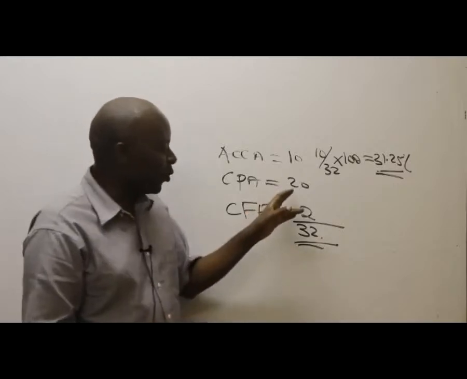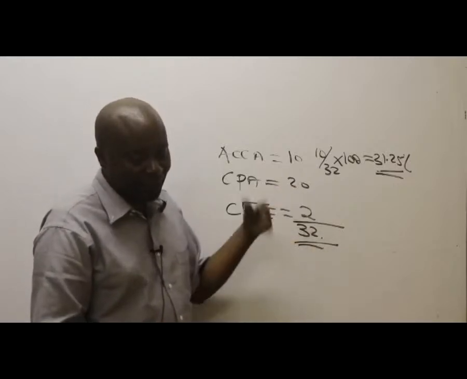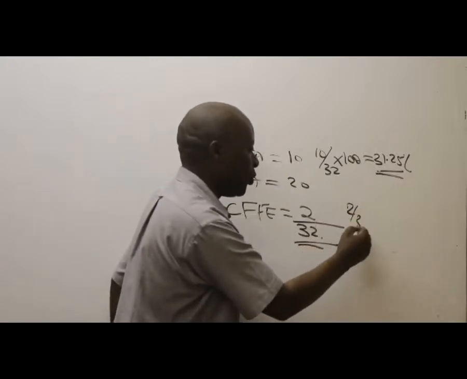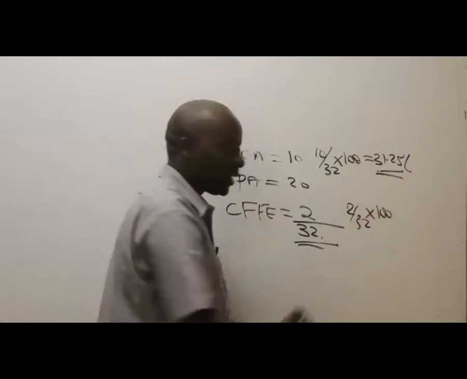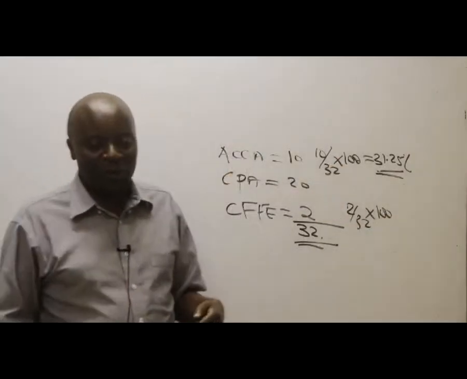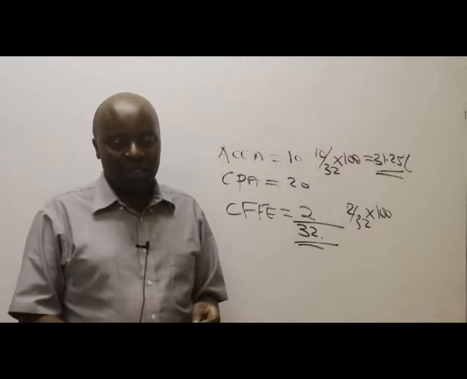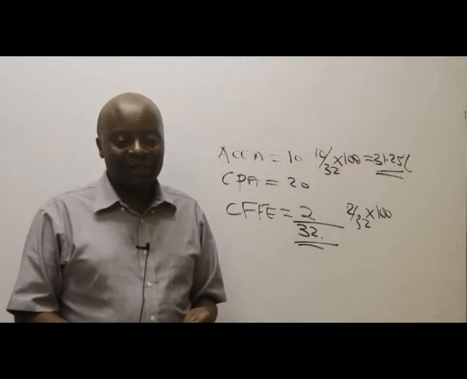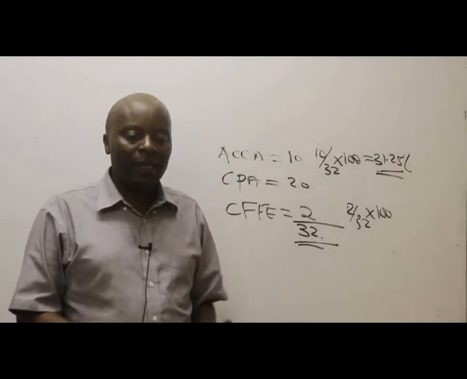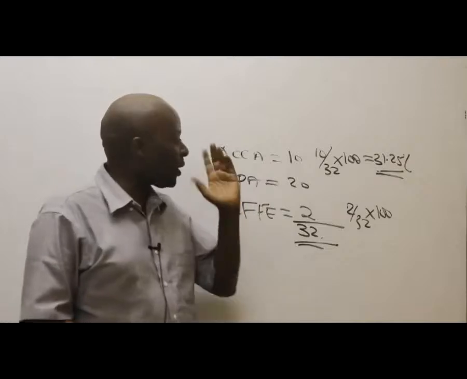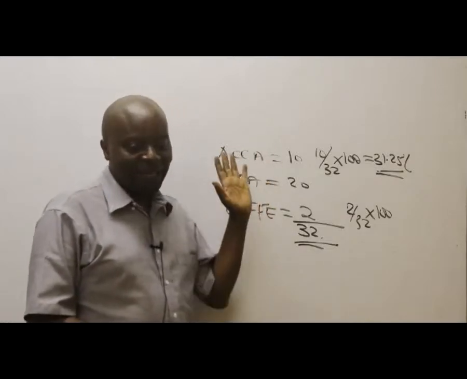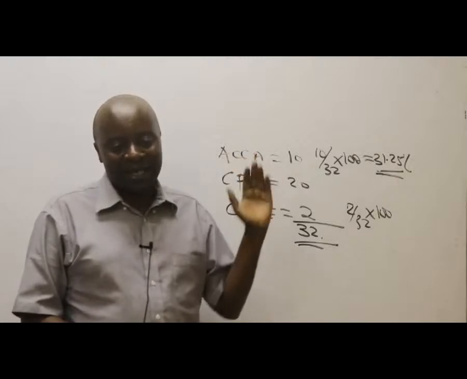Of course, I don't have to do any test with CPA. 20 over 32 is over 60. How about CFFE? CFFE is 2 over 32. We need to be able to pass that threshold. 2 over 32 times 100 is below. So in this regard, according to the standard, we can only report in terms of segments ACCA and CPA alone.